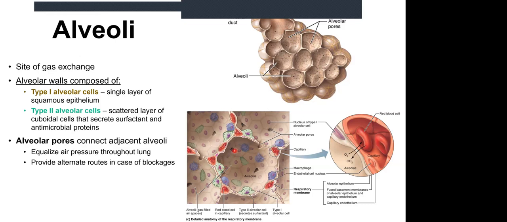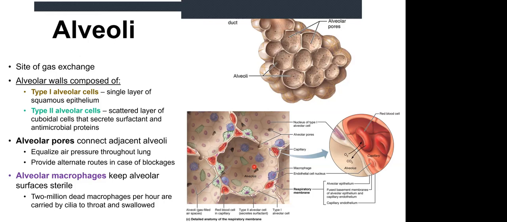Additionally, you can see that there's alveolar pores. So that's what you see, all these holes are alveolar pores. And these help to equalize pressure throughout the lungs so that the pressure is the same in all of the different alveoli, and can also provide an alternate pathway for air in case one of them were to get blocked or something. And then you can also see these little purple cells, and these are macrophages that help to keep the alveolar surfaces completely sterile.